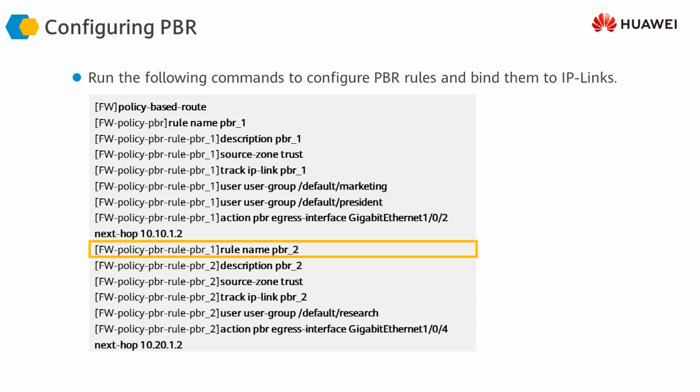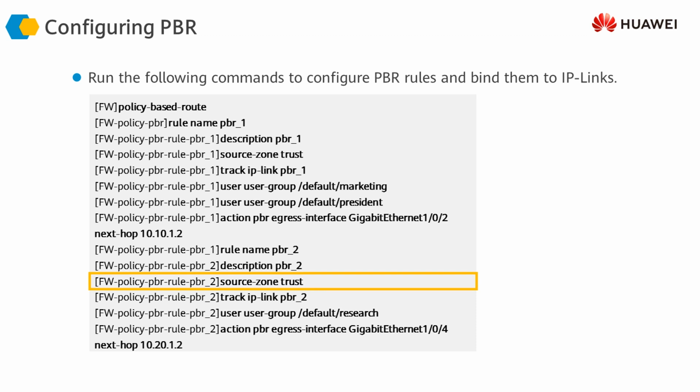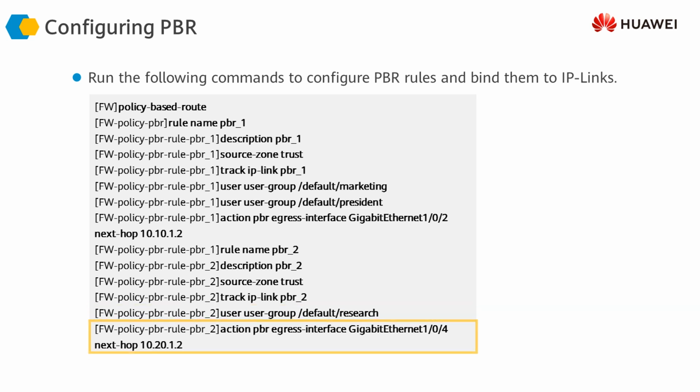Similarly, for rule name PBR2, if the traffic is coming from source zone trust and belongs to the user group research, it is going to be forwarded through the next hop router, which is connecting us to ISP2. In this way, we are going to forward traffic either to ISP1 or to ISP2 based on the source of the traffic, whether it belongs to the marketing department or president's office or the R&D department.